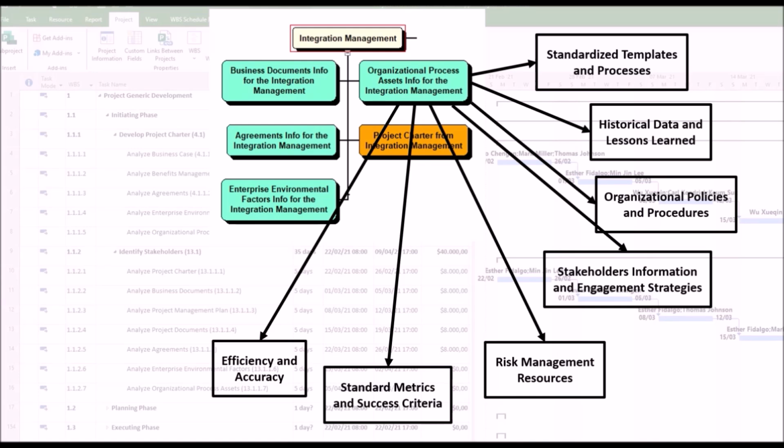7. Efficiency and accuracy. By leveraging existing templates, processes, and data, project teams can develop the project charter more efficiently and accurately. This reduces the time and effort required to create the charter from scratch, allowing teams to focus on execution.